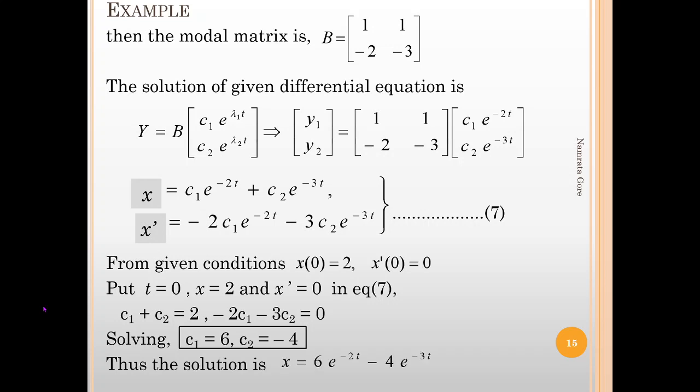Substituting it in the first equation here, x equal to c1 is 6 e to the power minus 2t plus c2 is minus 4 e to the power minus 3t. So the solution we are getting is x in terms of t.